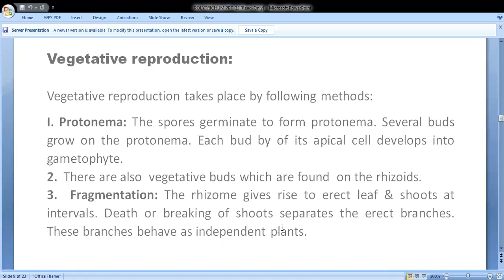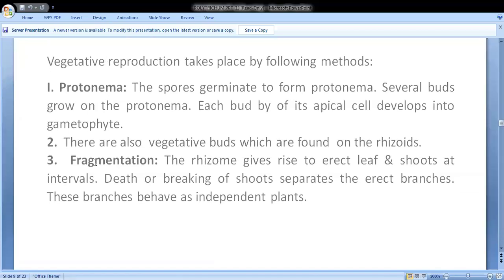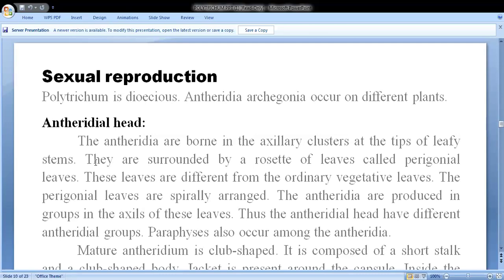Vegetative reproduction takes place by the following methods: protonema, vegetative buds and fragmentation. The spores germinate to form protonema. Several buds grow on the protonema. Each bud, by means of its apical cell, develops into a gametophyte. These are the vegetative methods. Remember this. Mainly sexual reproduction is very, very important.